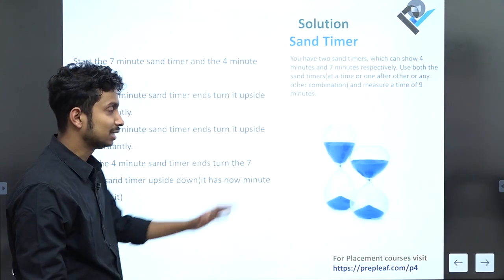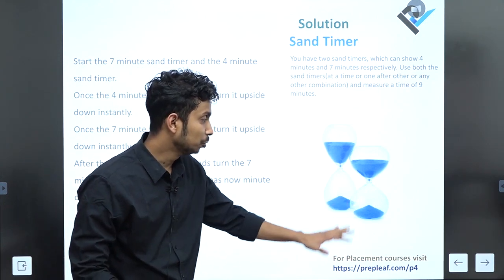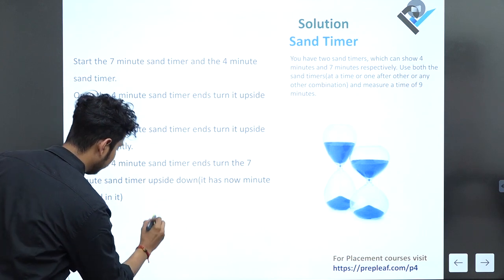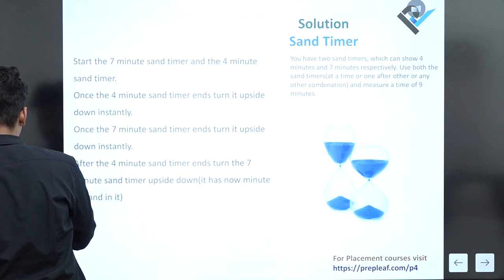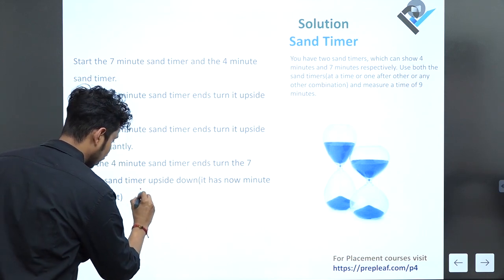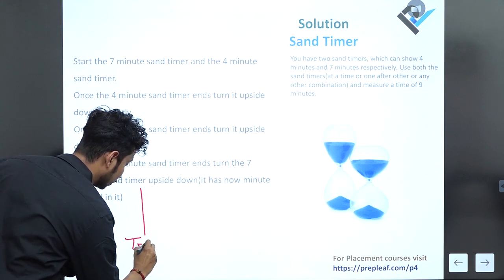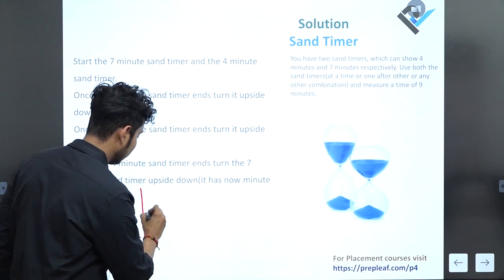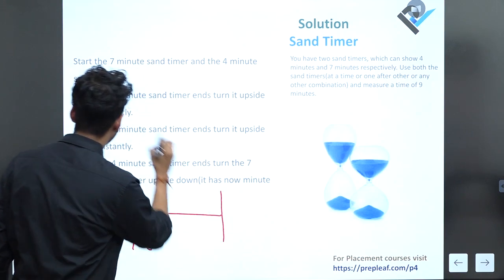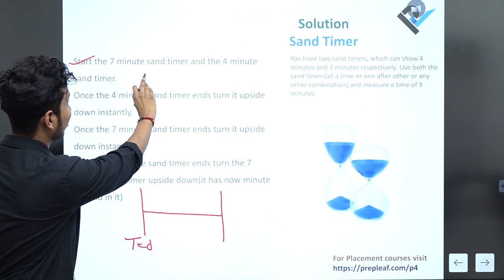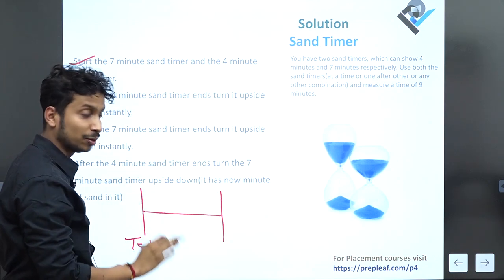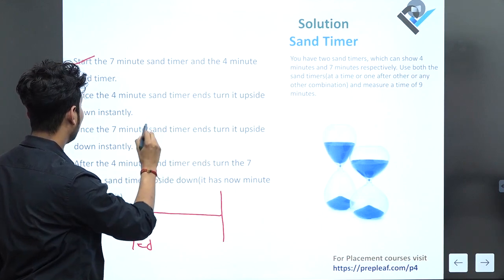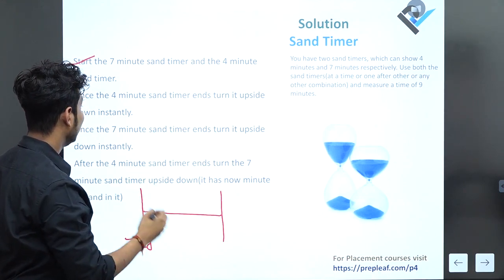So here let's start. Initially we have 2 sand timers. This is t equal to 0. What we are doing is starting both the sand timers. Step 1: start the 7 minute sand timer and the 4 minute sand timer together. Now once the 4 minute sand timer ends, turn it upside down instantly.